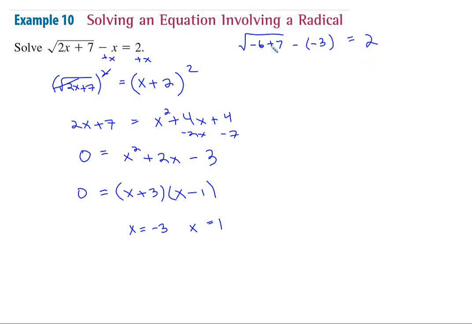Well, it doesn't give you 1. The square root of 1 is 1. It gives you plus 3. Well, does that give you 2? Nope, it doesn't. That means that this is an extraneous solution. Do not count it. Okay, let's check the 1.